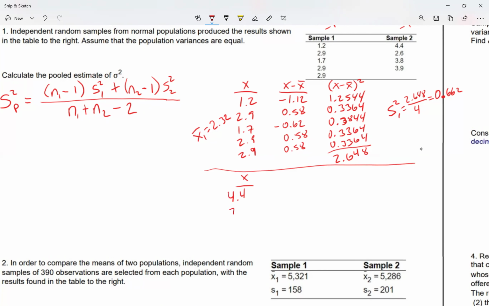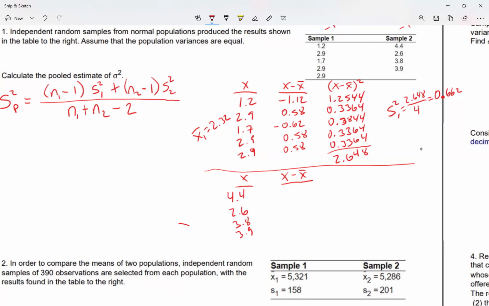4.4, 2.6, 3.8, and 3.9. I'm going to subtract the average from each of my x. Let me find out what the average is. I'm going to add all my numbers: 4.4 plus 2.6 plus 3.8 plus 3.9. I get 14.7. Let me divide it by 4. So my average of sample 2 is 3.675.